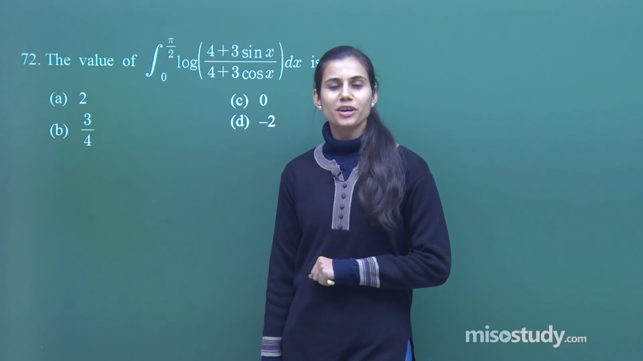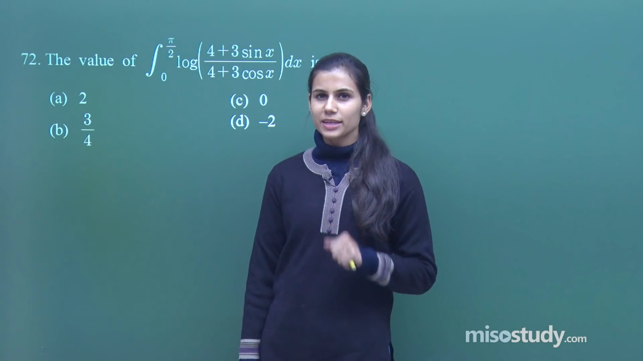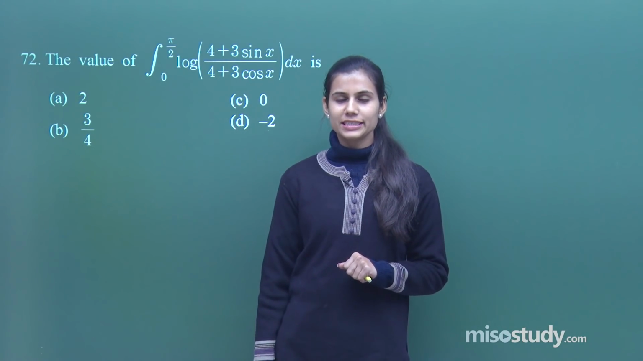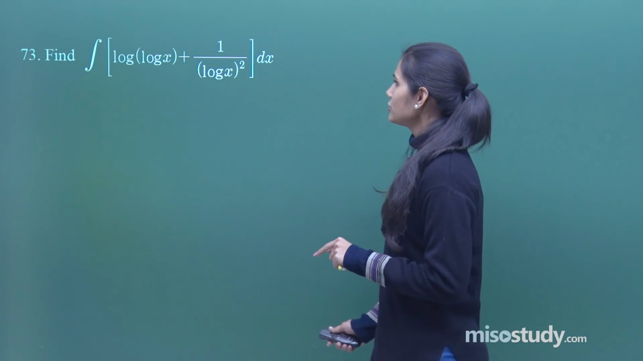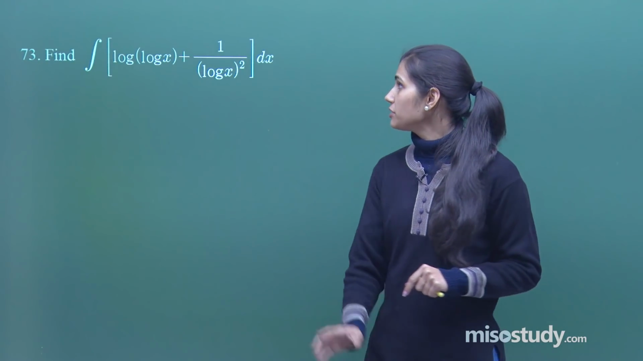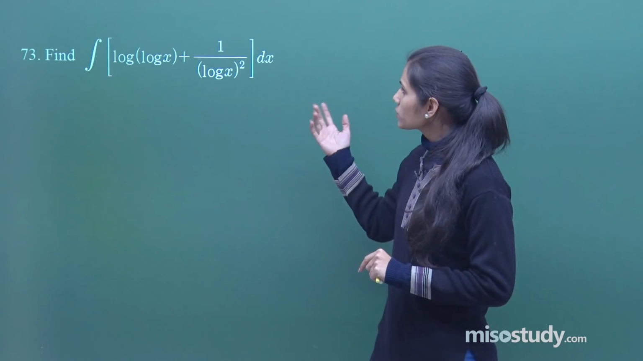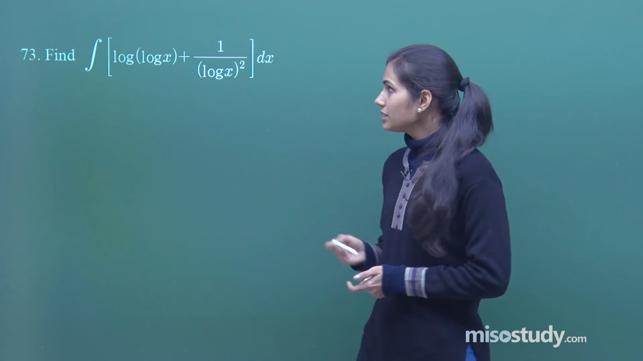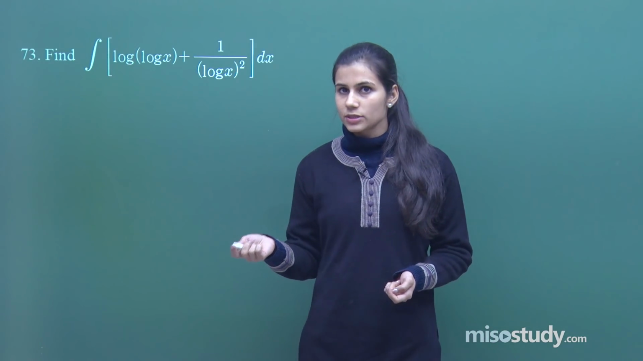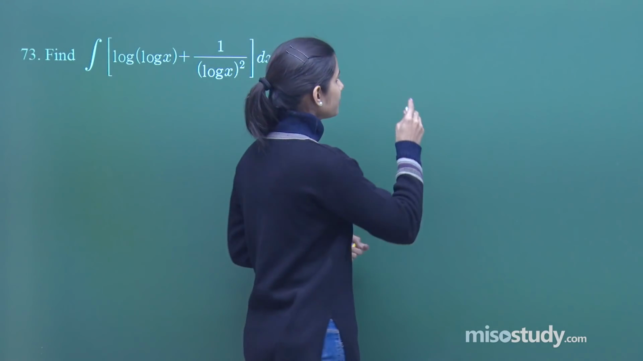Okay guys, so I hope you have revised the by parts formula. Let's begin with the discussion of question on integrals from by parts. So the question is asking us to find this particular integral, log x plus 1 by log x whole square. Now this immediately demands by parts.